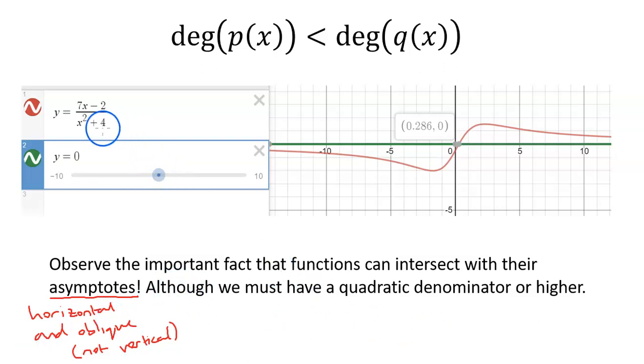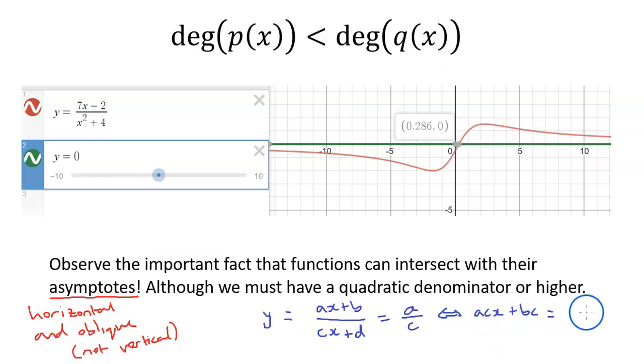Okay, so if the degree of the denominator is 1, then that means we have y equals (ax plus b) divided by (cx plus d). And if this were to equal its horizontal asymptote, which is a divided by c, clearly rearranging this equation will give us acx plus bc equals acx plus ad.